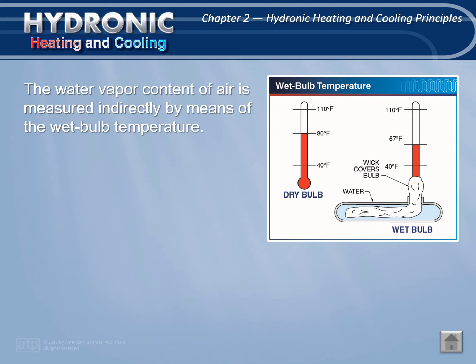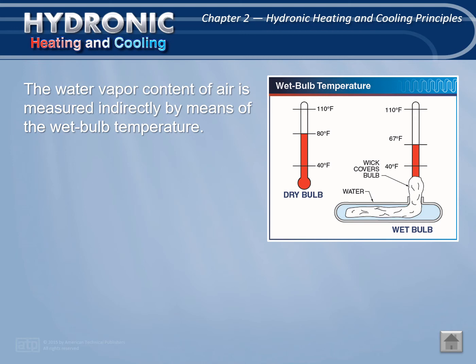When the air has absorbed all the water it possibly can at a given temperature, it is called saturated air. Another term for saturated air is 100% humidity. Relative humidity is the amount of moisture in the air compared to the amount of moisture the air would hold at the same temperature when the air is saturated. Relative humidity is always expressed as a percentage.